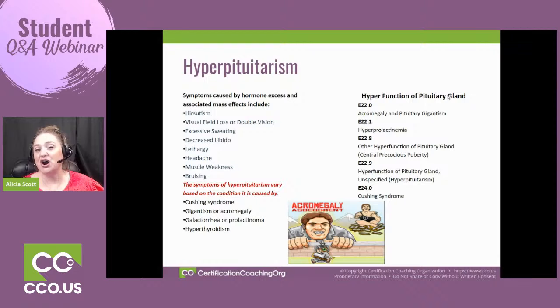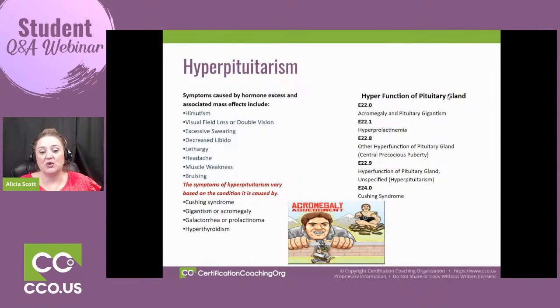Do you remember Jaws from the James Bond movies, the older James Bond movies? He had acromegaly, the character that played Jaws. And there's a definition of the chin is more squared, but ultimately the person grows and they don't stop.